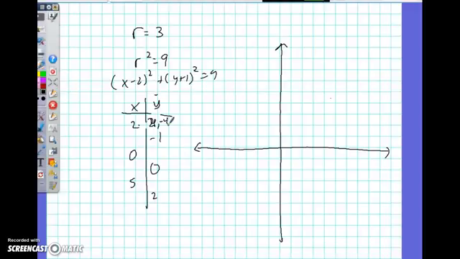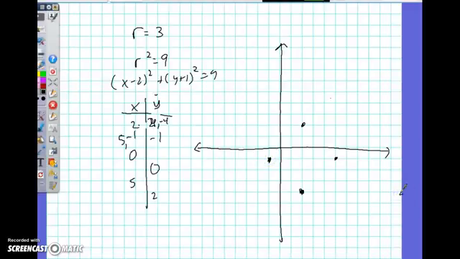So now I'm going to go 2 to the right. I'm going to go up 2, 1 point, down 4. 1, 2, 3, 4. Put a point there. Negative 1 for y gives me 0 here. What makes this 9? 5 and negative 1. So x is 5. 1, 2, 3, 4, 5. Negative 1.